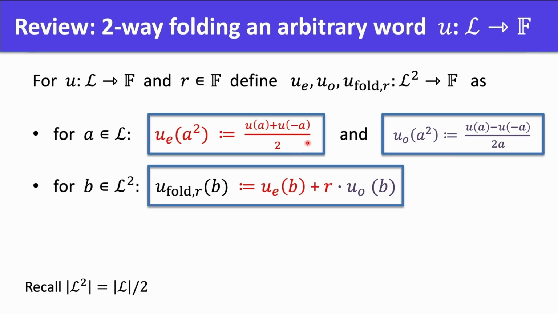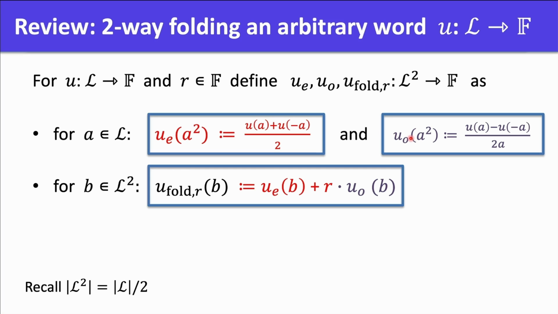One thing that's worth pointing out is that because there's a division by 2 in both the definition of u sub e and u sub o, this folding operation is only defined when the characteristic of the finite field is not 2. In other words, we cannot apply folding to binary finite fields. We have to assume the fields are defined over a prime that's greater than 2.